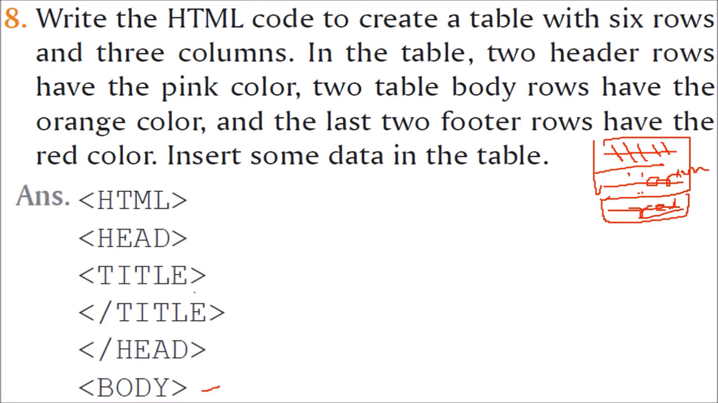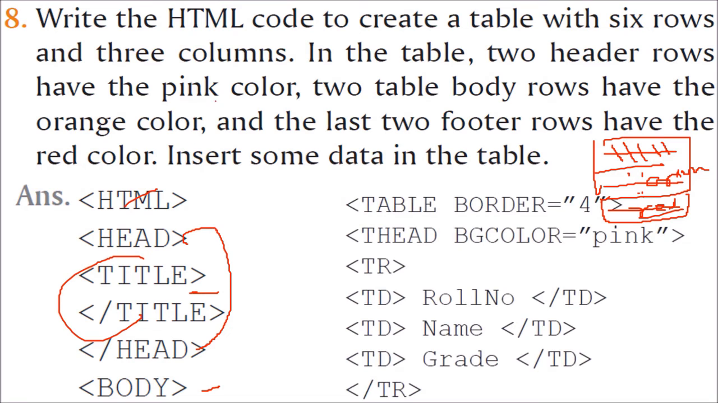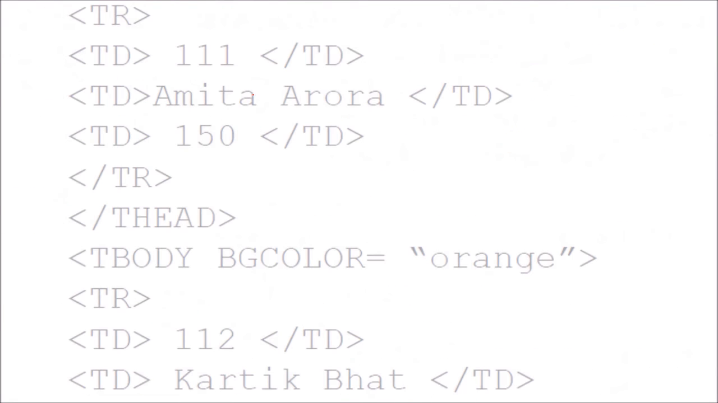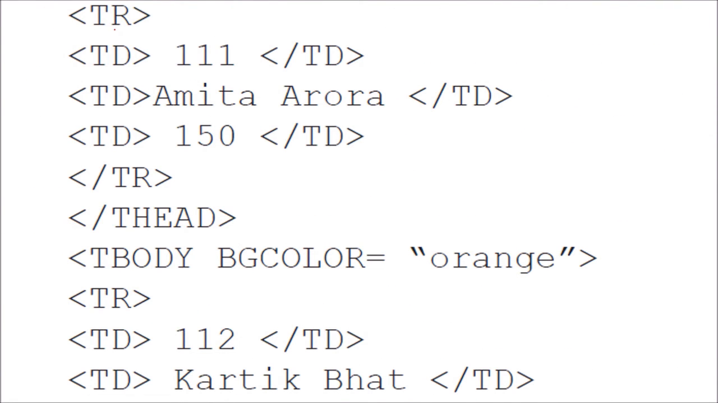So we'll go into the body. This HTML we start, head, inside head we give title. We are not giving anything. Inside body we give this thing. Table border equal to 4. So we are creating a table. And in this T head, the background color is pink. Here you can give in TR, table data, 3 table data. Now again, this is only one row. This is the first row. Then you can give some TR.